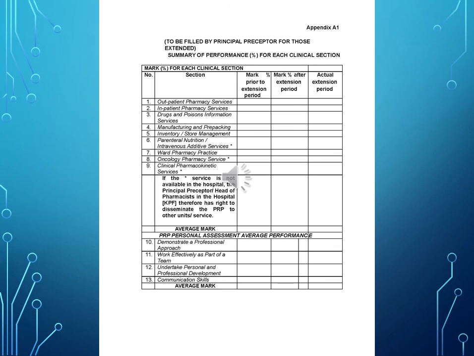7. Ward pharmacy practice. 8. Oncology pharmacy service*. 9. Clinical pharmacokinetic services*. Services not available in the hospital: the principal preceptor/head of pharmacists in the hospital therefore has the right to disseminate the PRP to other units/services. Average mark. PRP personal assessment average performance. 10. Demonstrate a professional approach. 11. Work effectively as part of a team. 12. Undertake personal and professional development. 13. Communication skills. Average mark.